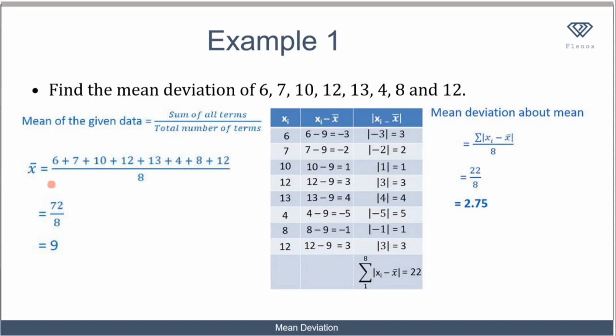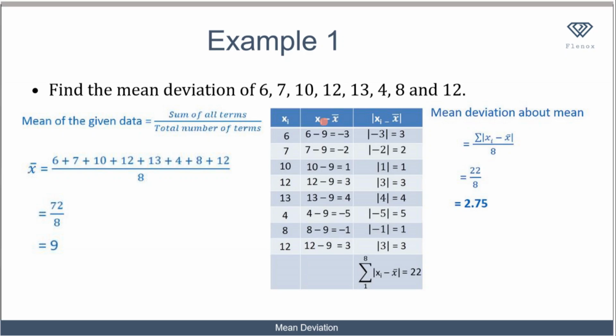Then we divide it by the total numbers there are. So we have 1, 2, 3, 4, 5, 6, 7, 8. We have 8 numbers. When we sum it up, we get 72, and when we divide by 8, we get 9. So the mean of this distribution is 9. For the numbers, we write them in the first column, and that is what you can see here: 6, 7, 10, 12, 13, 4, 8 and 12.